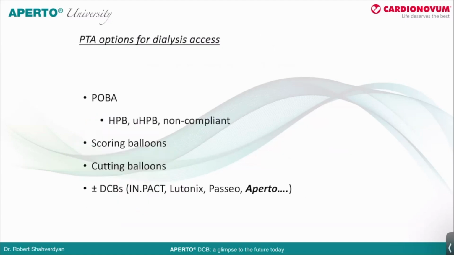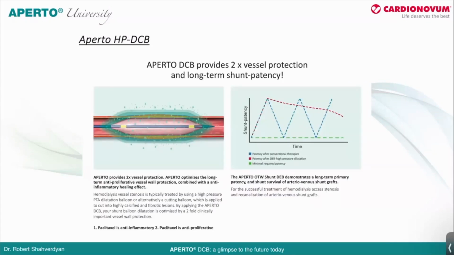And we know that there are different types of balloons to treat a lesion using balloon angioplasty. Several types of non-compliant, high-pressure, ultra-high-pressure balloons, also scoring balloons, cutting balloons, and also different types of drug-coated balloons. And the Perda balloon is a high-pressure drug-coated balloon with its differences to treat dialysis access, as you can also read in the brochure of the balloon on their website. It has paclitaxel on it, with an anti-inflammatory and anti-proliferative effect.